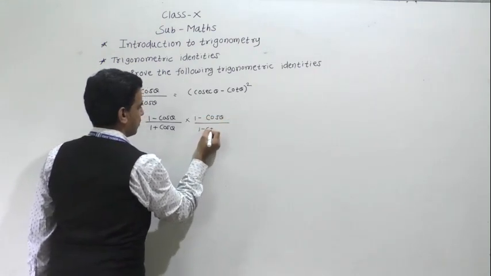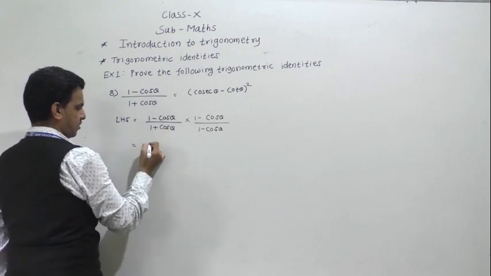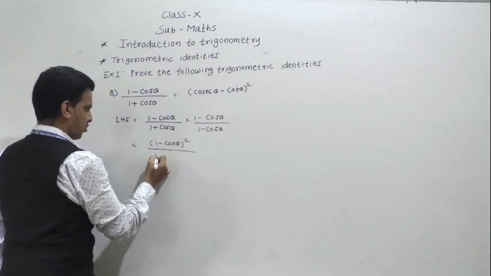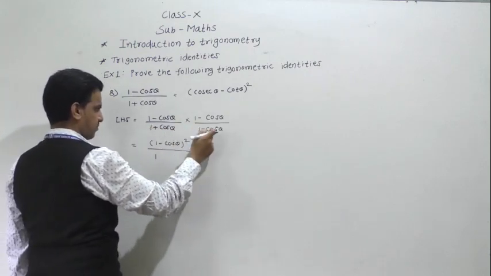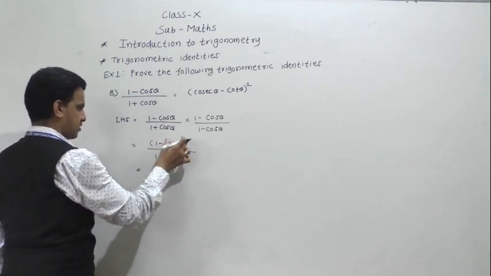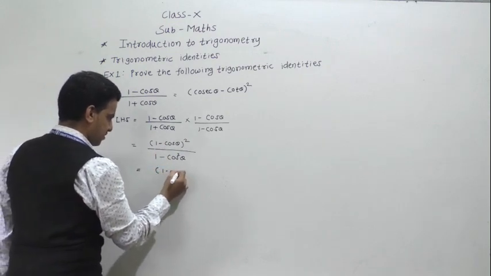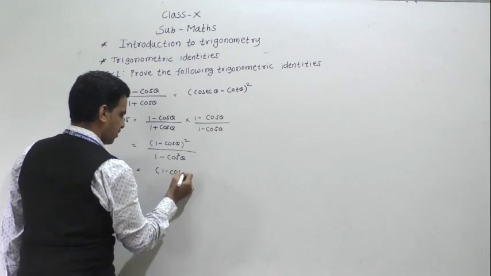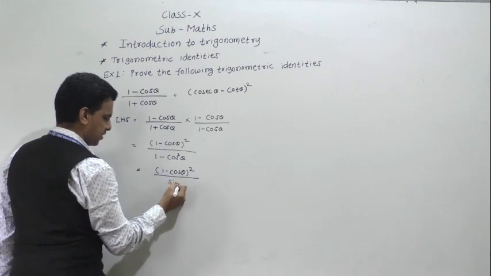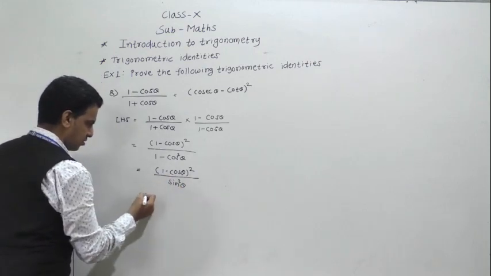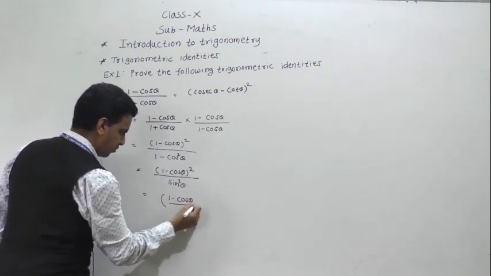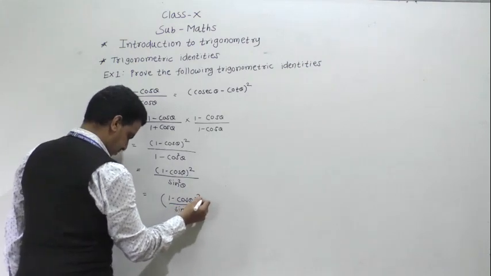So what is the numerator? That is (1 minus cos theta) whole square, divided by the denominator, that is (1 plus cos theta)(1 minus cos theta), that is 1 minus cos square theta. So (1 minus cos theta) whole square, keep as it is, divided by 1 minus cos square theta, sin square theta. Now these two terms take in one bracket, that is (1 minus cos theta upon sin theta) whole square.